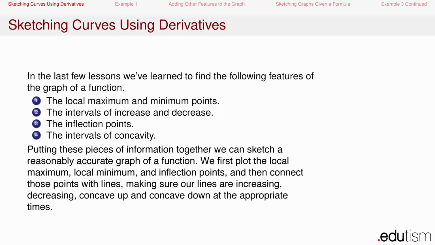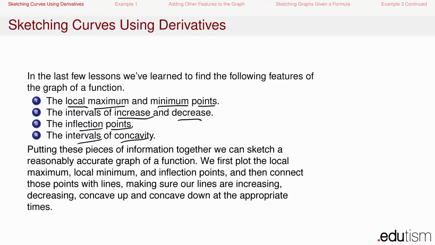In the last few lessons, we've learned to find the following features of the graph of a function. We've learned to find the local maximum and minimum points. We've learned to find the intervals of increase and decrease. We've learned to find the inflection points and the intervals of concavity. We've also learned to find absolute maximum and minimum points, but those are going to be less useful when sketching the graph of a function.